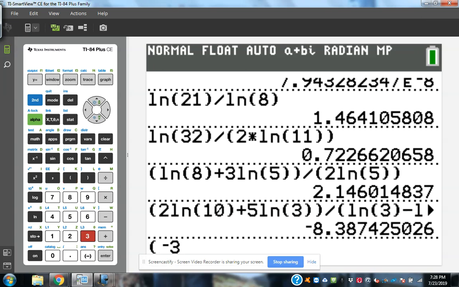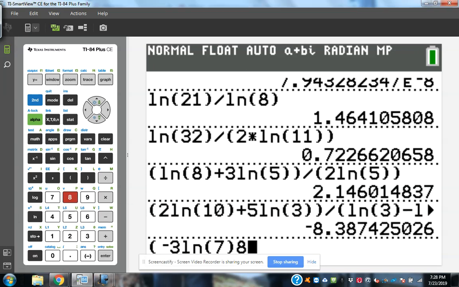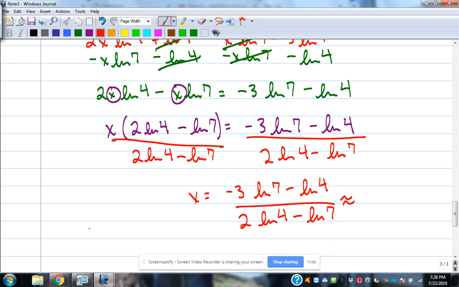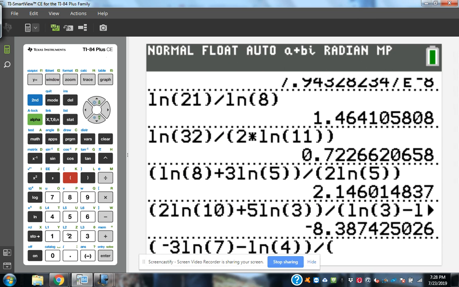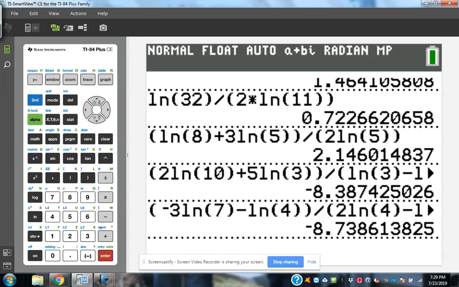So I got negative 3 natural log of 7 minus natural log of 4, divided by 2 natural log of 4 minus the natural log of 7. Decimal approximation, negative 8.7386.